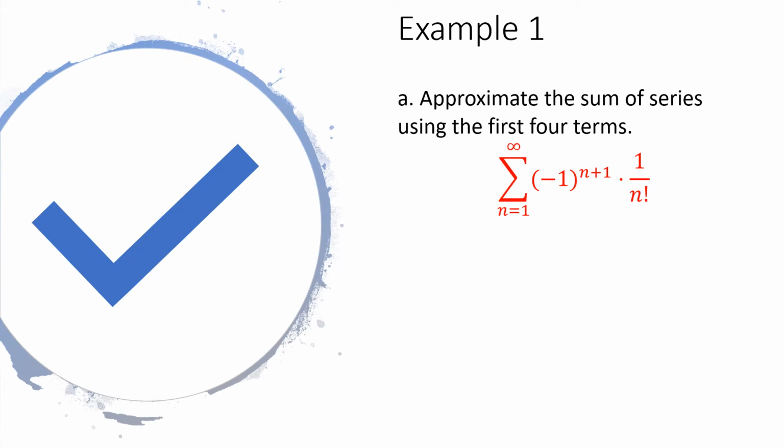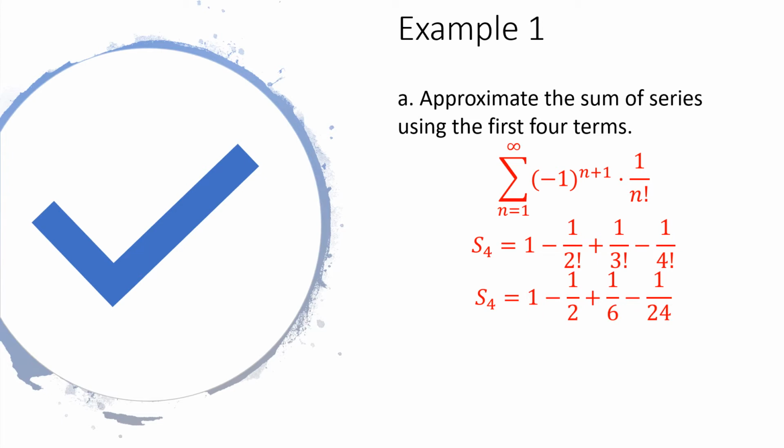The first thing I'm going to do is write out the terms of the series. S of 4 is 1 if I plug in 1. If I plug in 2, I get -1 over 2 factorial. Plug in 3, I get positive 1 over 3 factorial. Then plug in 4, I get -1 over 4 factorial. If I work that out, I get 1 minus 1/2 plus 1/6 minus 1/24. Add all that together, I get 15 over 24. So I'm saying that I believe the sum equals 15 over 24, based off the first four terms. Of course, I know that's not the actual true sum, but it's probably close, some decimal point away from the true sum.